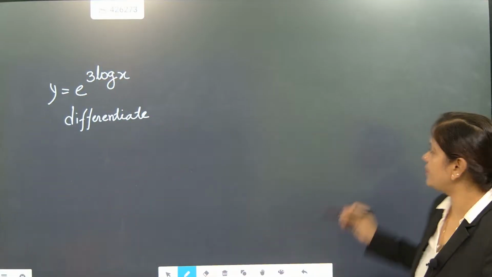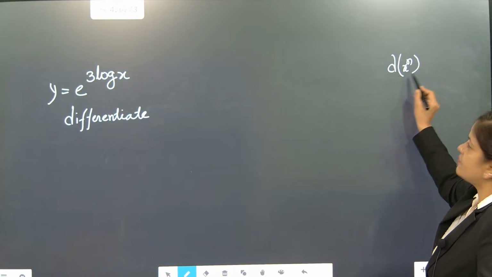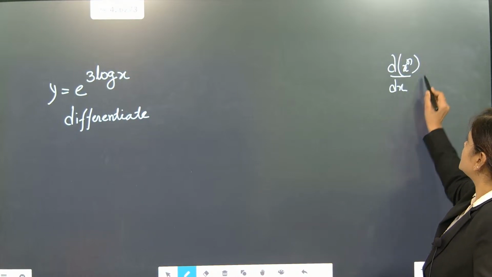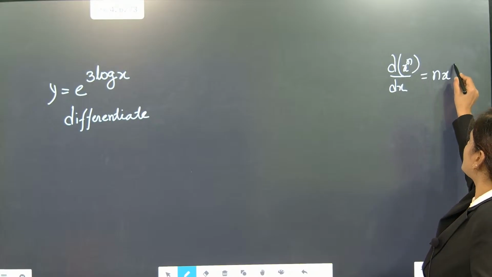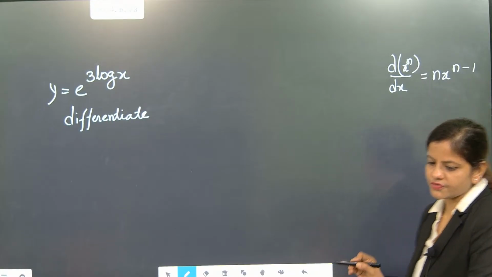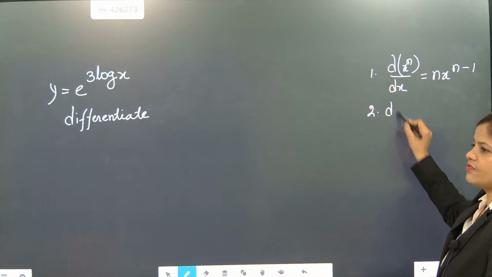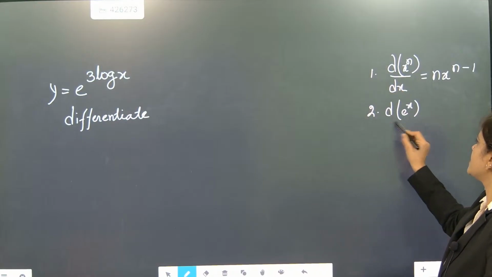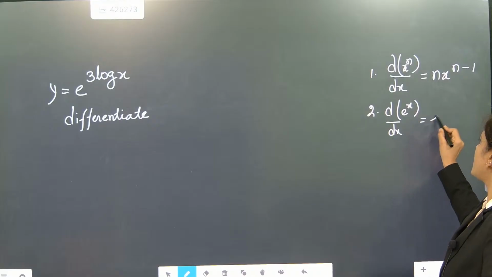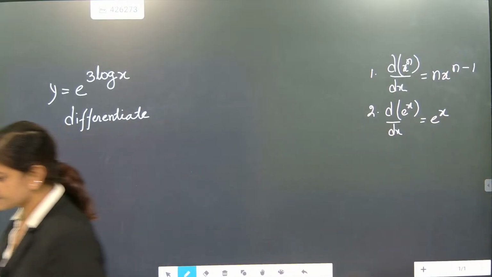Some formulas we have learned. If we differentiate x to the power n with respect to x, it will become n x to the power n minus 1. Understood? So this is the first formula. Second, we have learned, if we differentiate e to the power x, it will become e to the power x. This is the second one. Can you note down below?